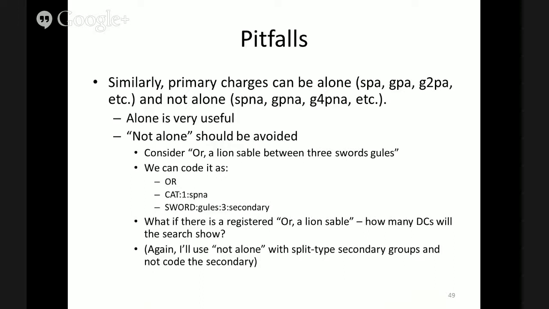The sword would obviously mismatch. How about that second line, cat 1 SPNA? It would mismatch because this line is alone. Does that make sense? Yeah. It's the exact same problem as we just had. And again, I would use not alone with split type secondary groups and not code the secondaries at all. But it's one or the other. Either you're using not alone or you're coding the secondary. And usually coding the secondary will give you fewer results to hand check.